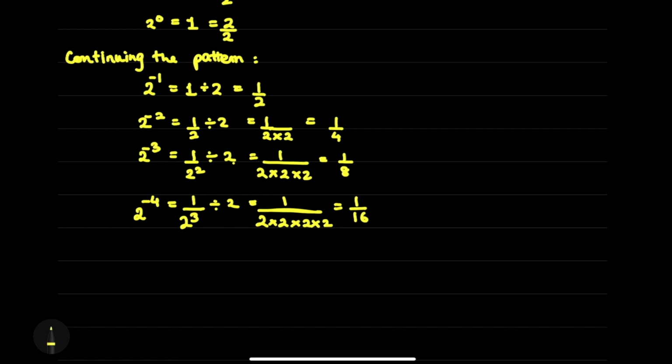So thus we can say that for any non-zero integer a, a to the power minus m is equal to 1 by a to the power m, where m is a positive integer. And that's how we understand the essence of what a negative power is.